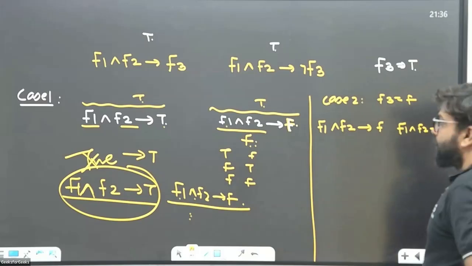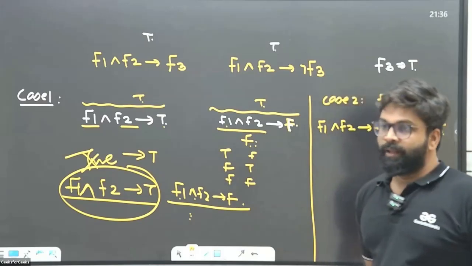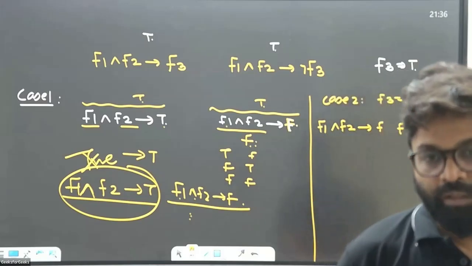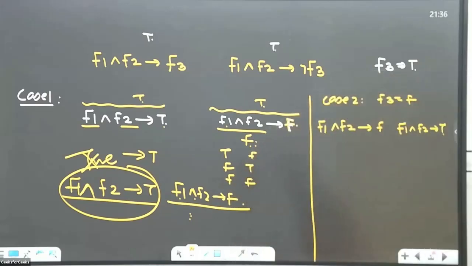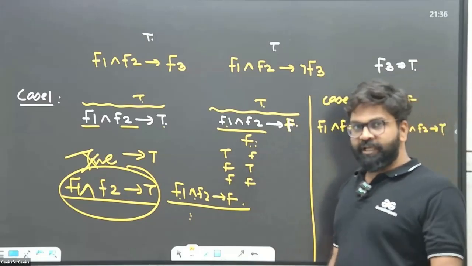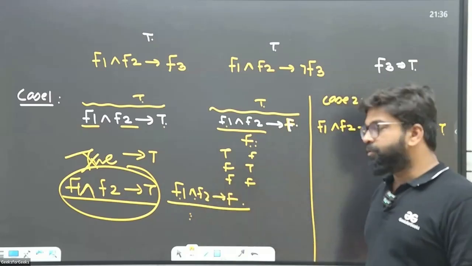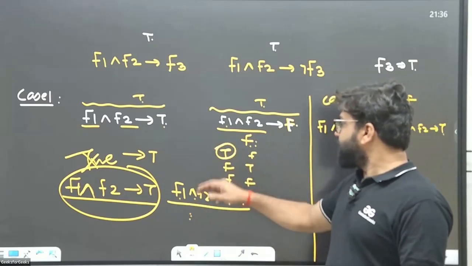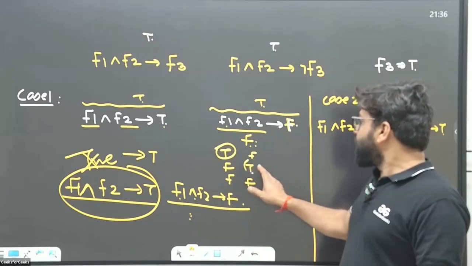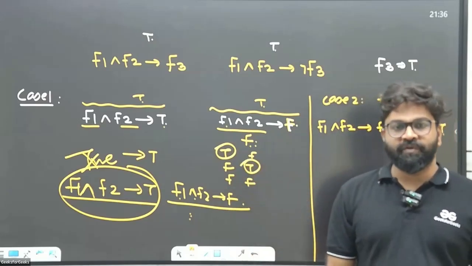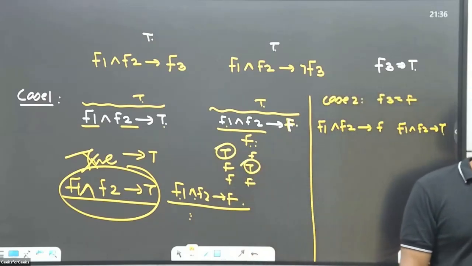Sir, can't it be C, like F1, F2 are not tautology? Neither F1 nor F2 is a tautology. What is the meaning of it? That means F1 cannot be true, neither F2 can be true. But here in my cases, I'm getting F1 as true, and in these cases I'm getting F2 as true. So that is why option C is not right.